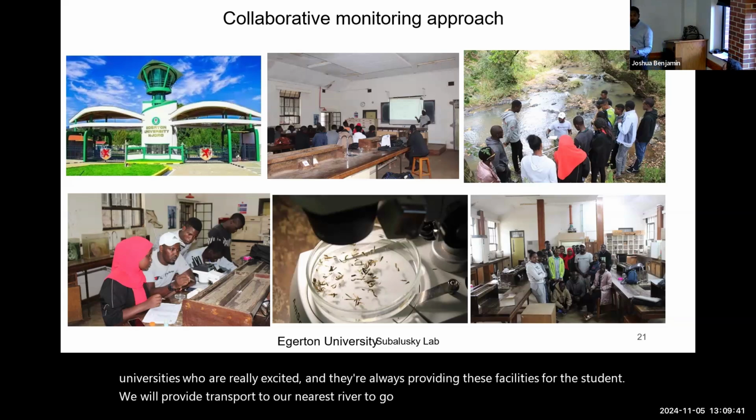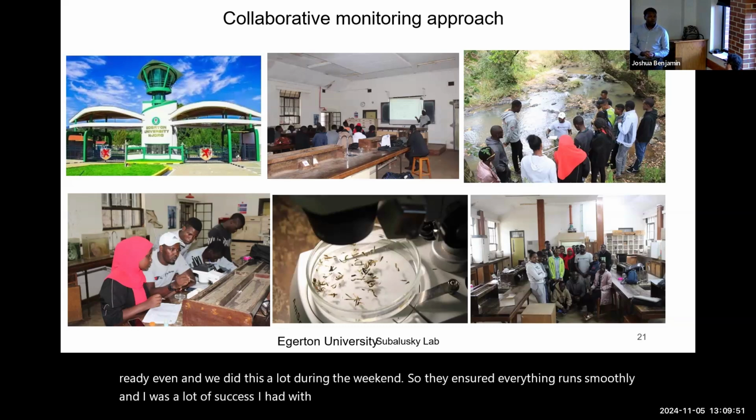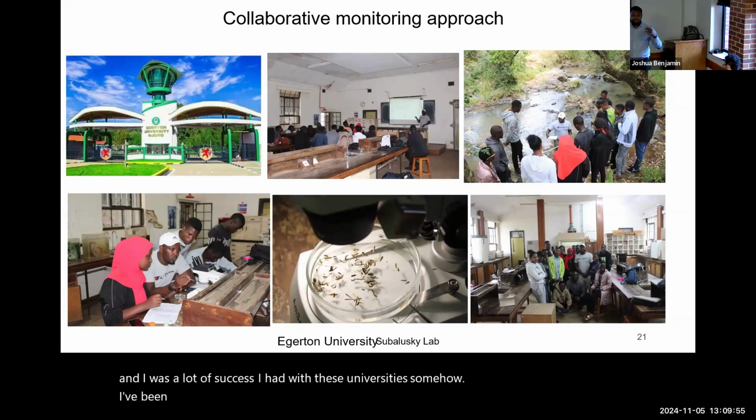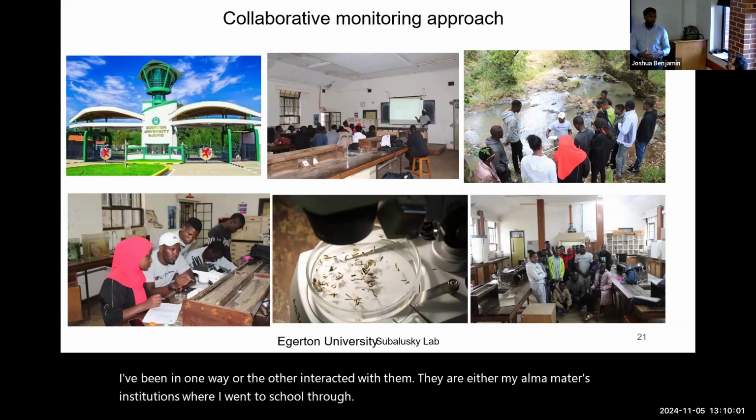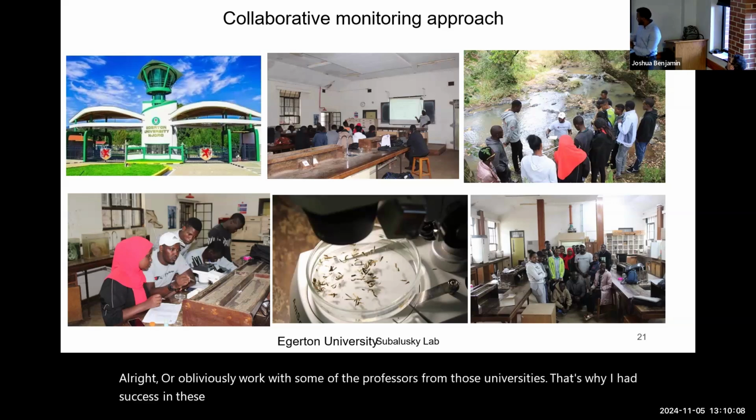They will make sure the labs are ready. We even did this a lot during the weekend, so they ensured everything ran smoothly. A lot of the success I had with these universities is because I've interacted with them in one way or the other. They are either my alma maters, institutions where I went to school, or I collaboratively work with some of the professors from those universities. That's why I had success in these three main ones.